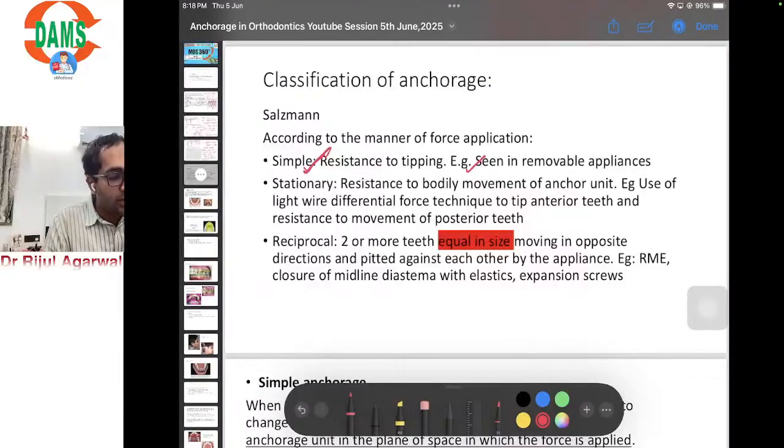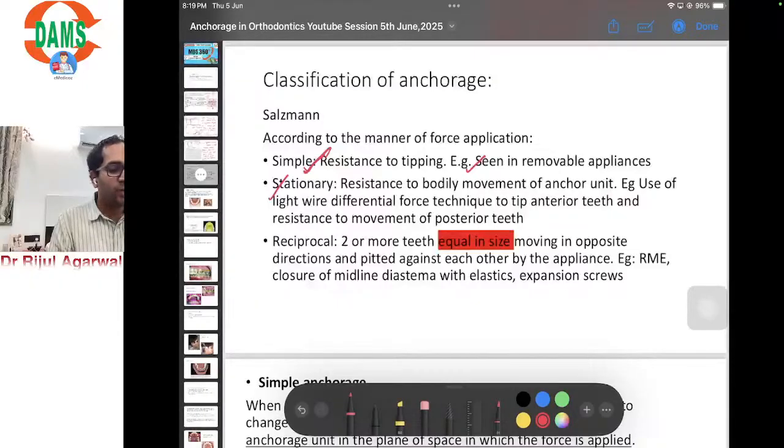Next is stationary anchorage. Stationary anchorage is resistance to bodily movement of the anchor unit. In the example I gave you just now, an extraction case in which we are retracting the anterior teeth, we apply the force and the posterior teeth also have a tendency to mesialize. While we are distalizing the anterior teeth to correct the proclination, the posterior teeth also have the tendency. So here we have to have a stationary anchorage so as to prevent their mesialization. How do we do that? I'll tell you how we apply anchorage.